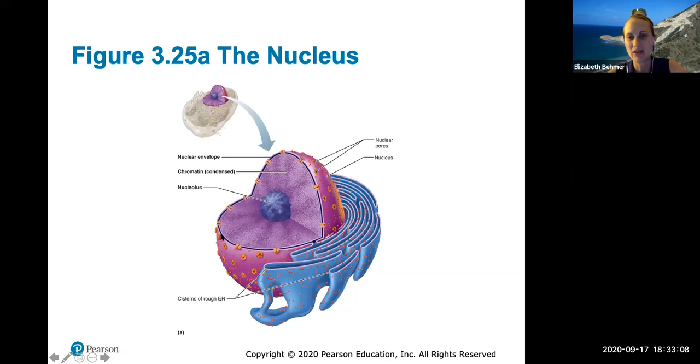So here's a look at the nuclear envelope, which surrounds the nucleus, and it has nuclear pores going through it. Chromatin will be condensed DNA, so the genetic blueprint. And then the nucleolus is the central part of the nucleus there.